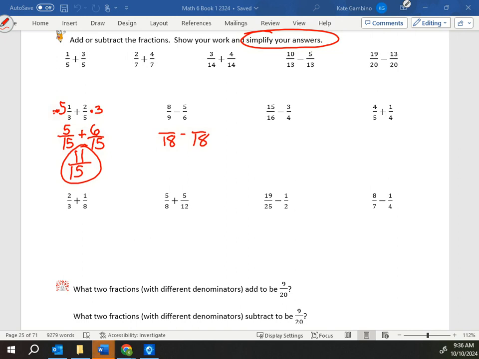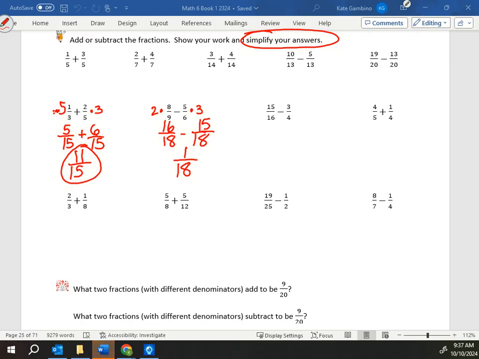So James said 9 to 18 we multiply by 2. So 8 times 2 gives me the 16. To go from 6 to 18, we multiply by 3. So 5 times 3 is 15. Now I know my denominator stays the same. Now I'm going to do my math. It's subtracting. So 16 minus 15 is 1.